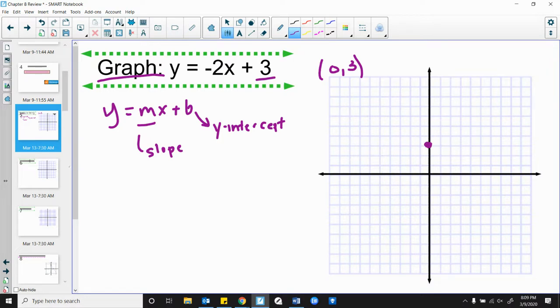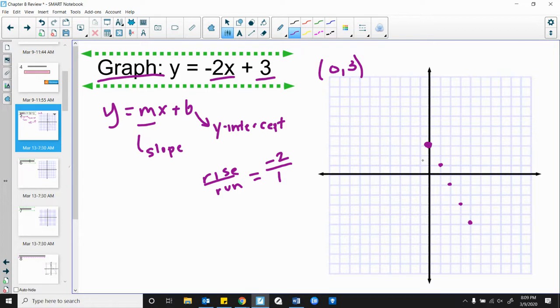Now, to finish graphing this, we've also talked about slope, and how slope equals rise over run, okay? With a slope of -2, that means my rise is going to be -2 and my run is going to be 1. So I'm going to go down 1, 2, and then over 1, and I can put a point there. And go down 1, 2, and put a point here. And go down 1, 2, and put a point here. And go down 1, 2, and put a point here.